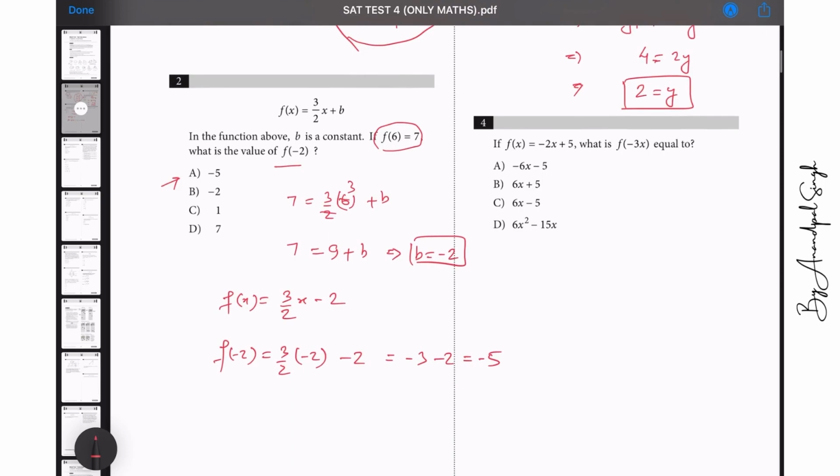Going to question number 4, let me change the pen. f(x) equals minus 2x plus 5. What is f of minus 3x? See, f(x) equals minus 2x plus 5. f of minus 3x means we have to just place negative 3x in place of x. So in place of x, I write negative 3x. So this becomes minus 2 times minus 3, 6, so 6x plus 5. And this is option number B. So B is the correct answer.